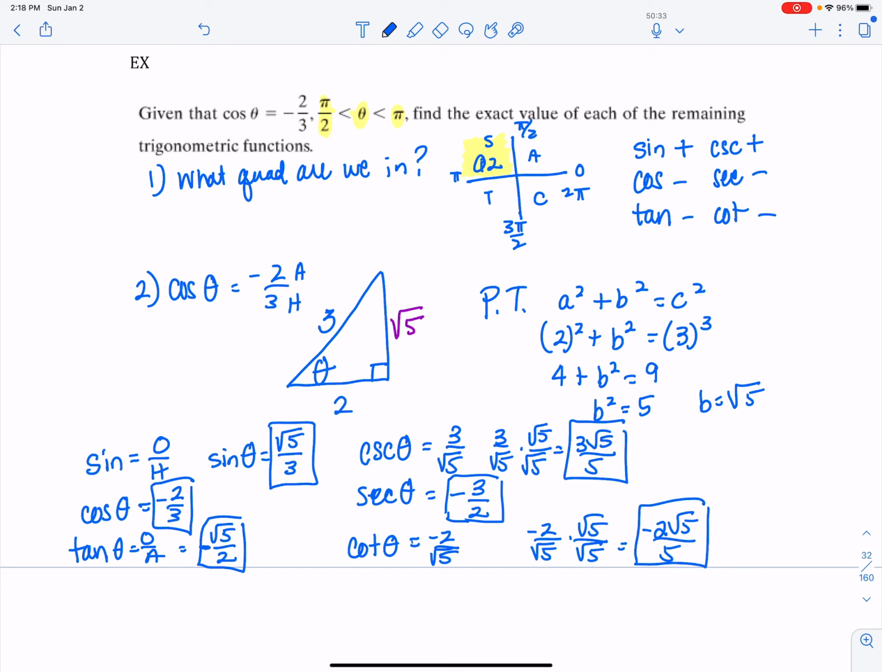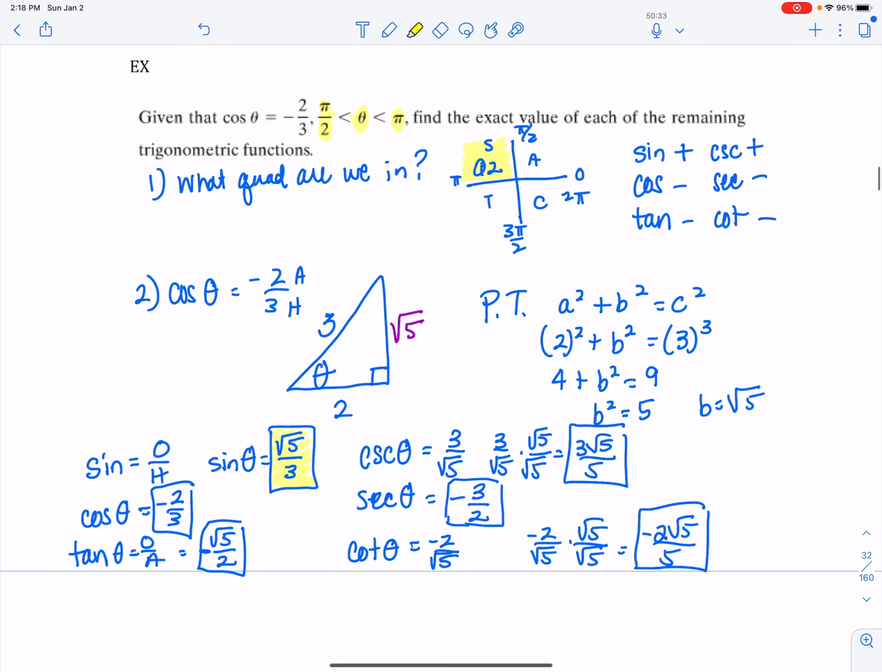Okay, so one last step, just check them because it's really easy to make a mistake on your signs. So cosine and secant are negative because I'm in quadrant 2. Tangent and cotangent are negative because I'm in quadrant 2. And sine and cosecant are positive because I'm in quadrant 2. So I just double check the signs right at the end to make sure I got everything. And that's how you do this. And that's the end of the video.